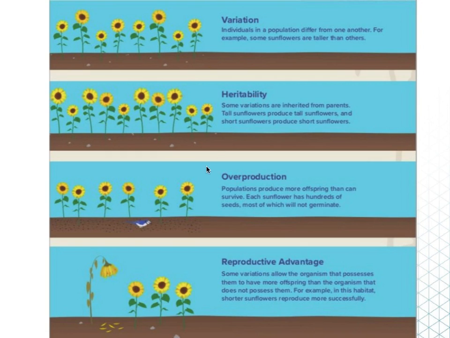The next thing is overproduction. A lot of organisms have way more children or way more offspring than can actually survive. So you see all these little seeds on the ground? These are thousands of seeds that fell out of these sunflowers. These sunflowers right here produce all of these seeds, but not all of them are actually going to survive. The reason overproduction is important is because it gives a food source to other animals.